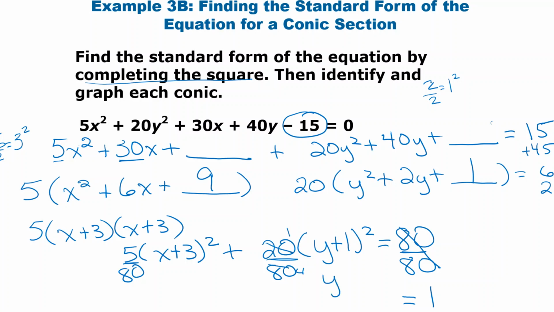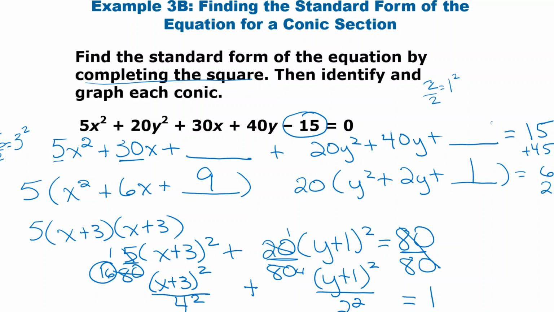So I have y plus 1 squared over 4. And I know that 4 is actually the same as 2 squared. So that's helpful. Plus, I have 1 and 16. So I have x plus 3 squared over 16, and I know 16 is actually 4 squared. So now I have something that looks very, very familiar to me.